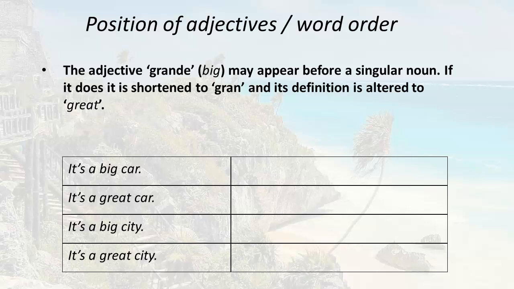So here's the final thing that you need to know about the basics of using adjectives in Spanish. When it comes to the adjective grande, which means big, this adjective may appear before a singular noun. If it does, it's shortened to gran, and the definition is altered to great. So if I want to say it's a big car, I would say es un coche grande. If I choose to move grande before the car, it needs to be shortened. However, the meaning is altered. It will mean it's a great car.